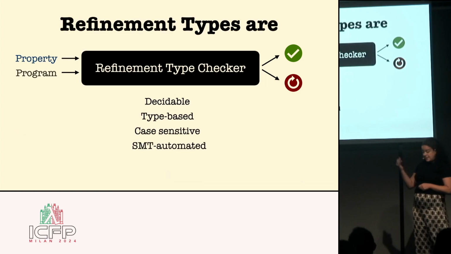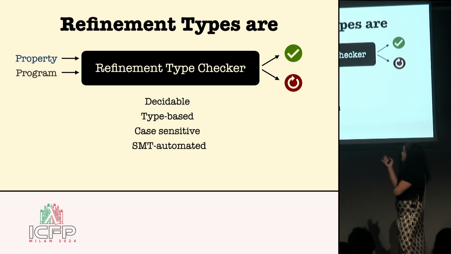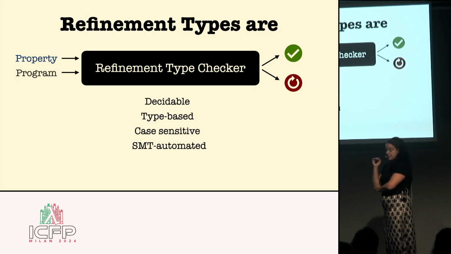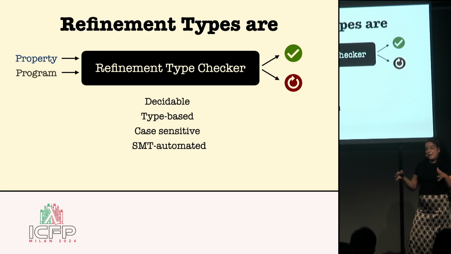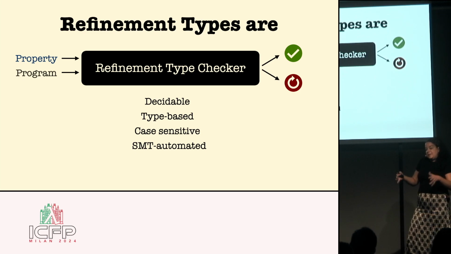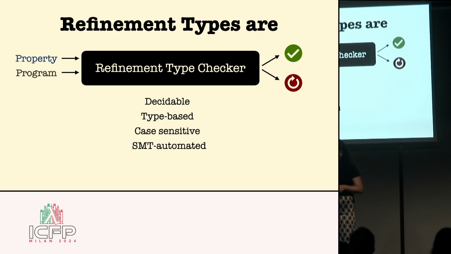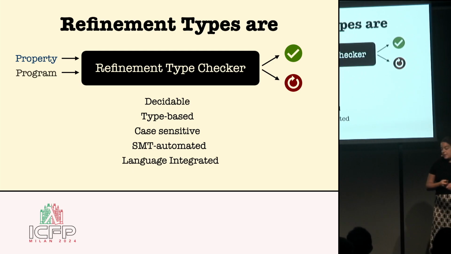So these are some important features of refinement types. They are SMT automated. SMT receives only decidable questions. They are type-based, so you can describe collections, things that belong in a collection, without the need of foralls or existentials. They are case-sensitive. And the last feature that we saw is that they are language integrated, right?